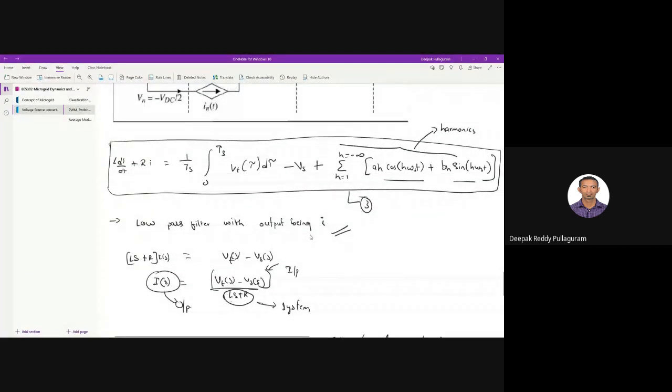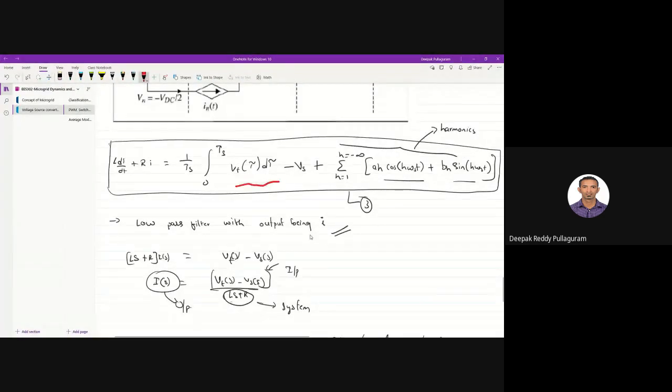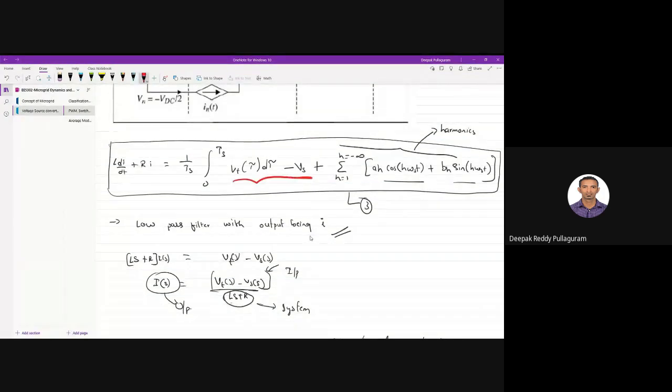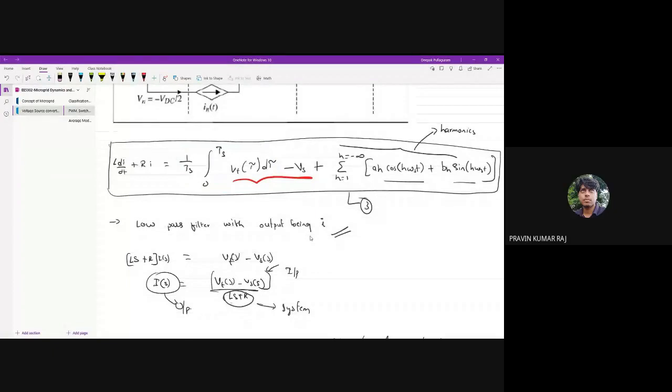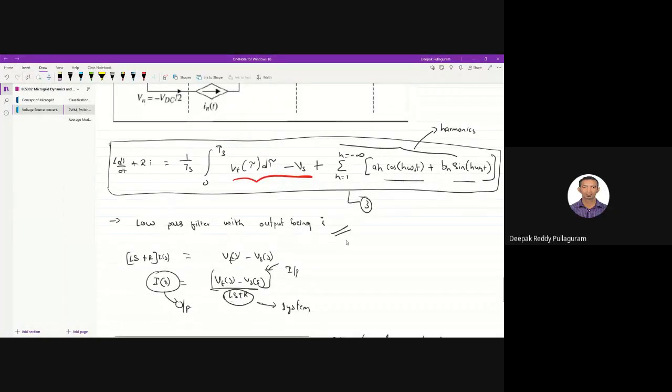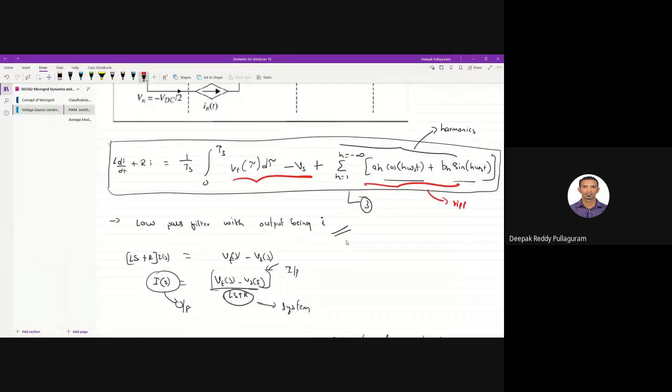Here, this is DC, and this is DC, right? These two are DC quantities. The first one is DC, and the second is also DC. Do you agree on that? From a Fourier series expansion, the first part is the average. Yes, sir. And this is the ripple component, and this is the DC component.